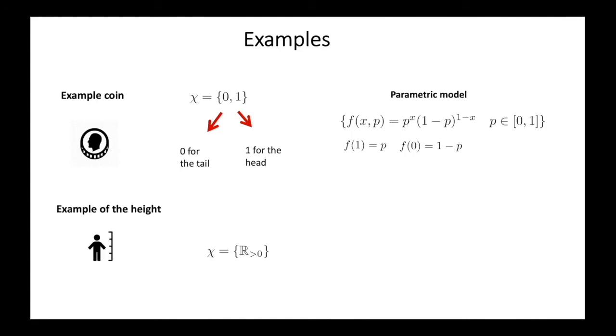Now, if we think about the example of the height, we can indicate the value of the height using a real positive number. Indeed, we associate to every person the height in meters. However, we don't know which parametric model to use. So guys, let's see how we can solve this problem.